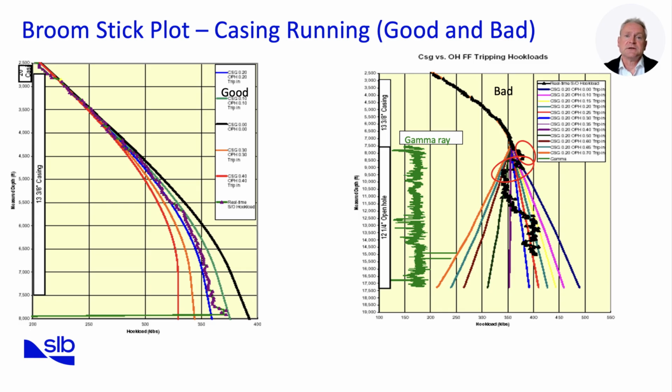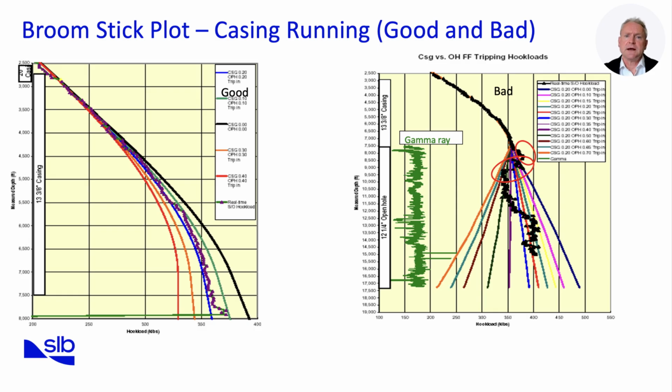The actual measured slack off during the run closely trends with the model. The pickup curve consistently lies above the slack off curve, exactly as expected. Notably, the separation between the pickup and slack off lines remains stable across depth, reflecting consistent friction behavior. This tells us the hole is well cleaned, friction factors match the model assumptions, and casing is running smoothly to bottom with no abnormal restrictions.